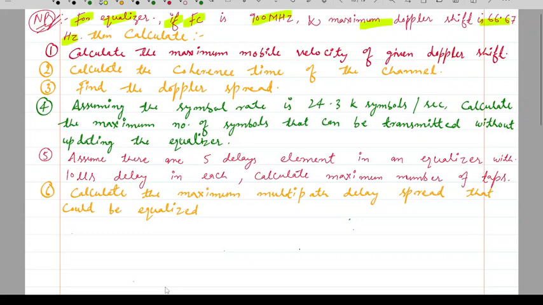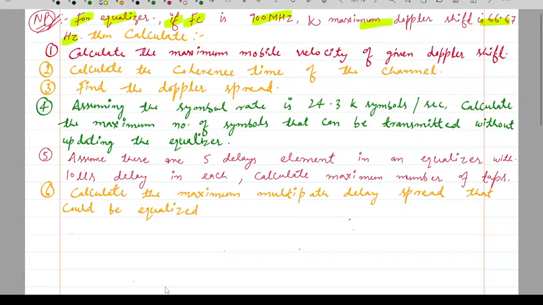So firstly, what is Doppler shift? Doppler shift is basically the time varying nature of the frequencies in the channel. Doppler shift and Doppler spread are both the same, with only a difference: the higher frequency of the Doppler shift is known as Doppler spread. So what is Doppler shift and Doppler spread?